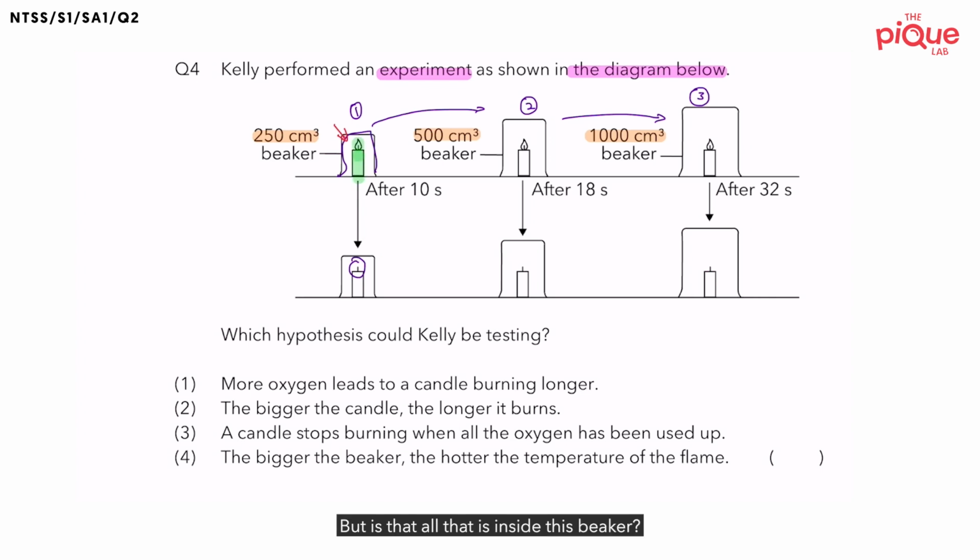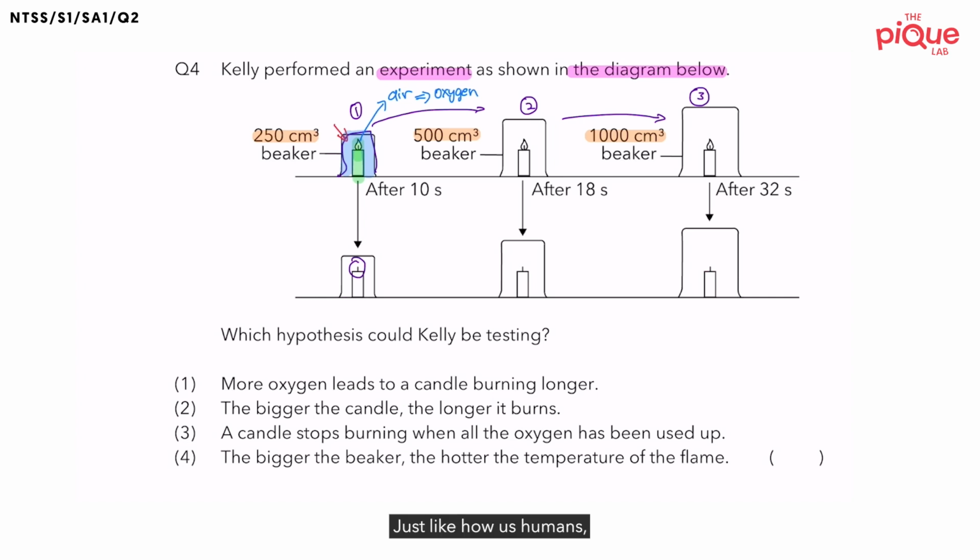But is that all that is inside this beaker? What about this empty space over here? We must know that there is air that is occupying this space. Or more specifically, we are focusing on the oxygen that is present in this air. So why is oxygen so important for this flame? Well, think about it this way.